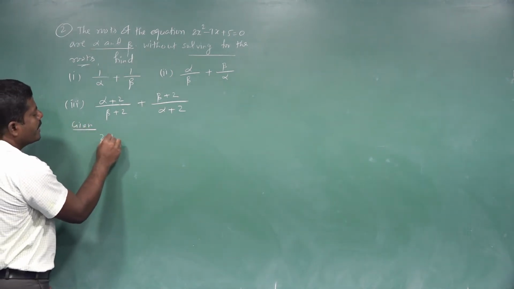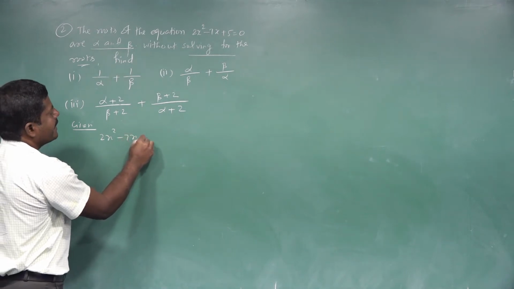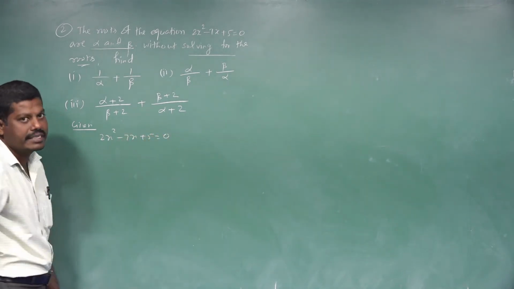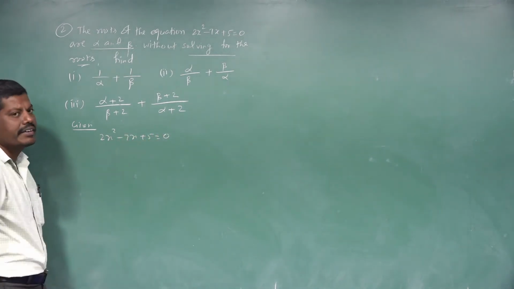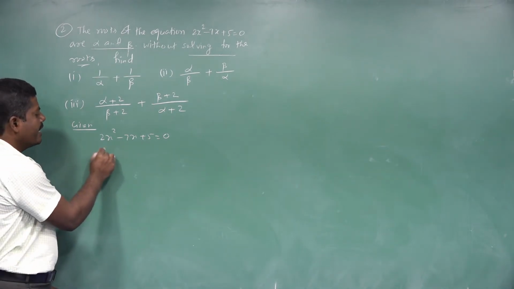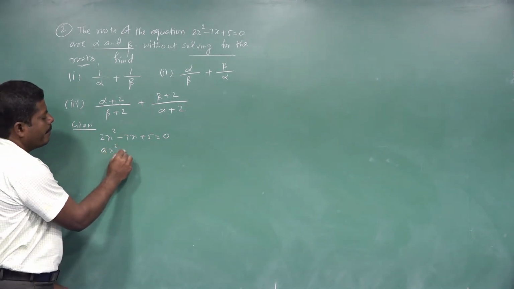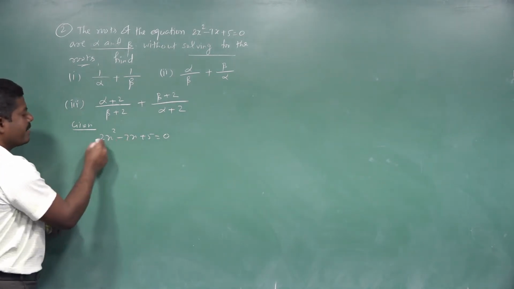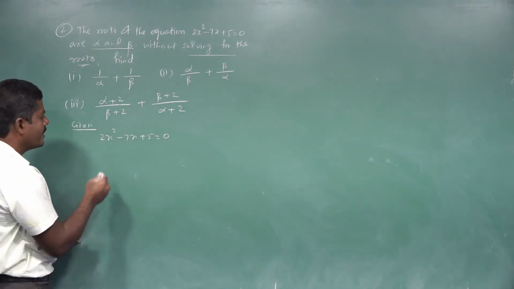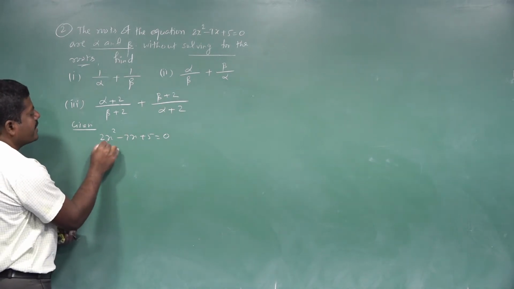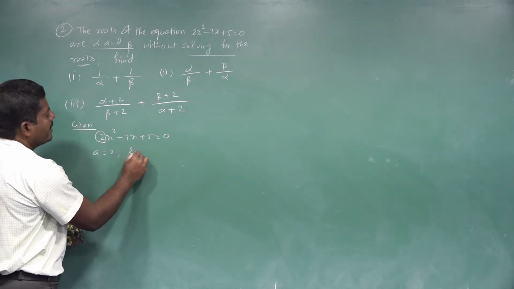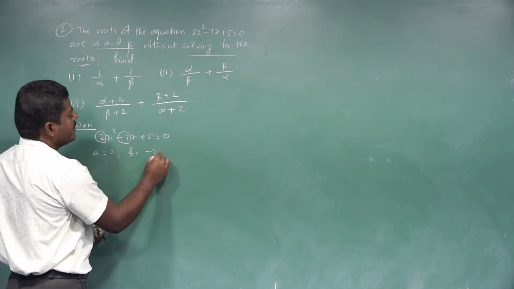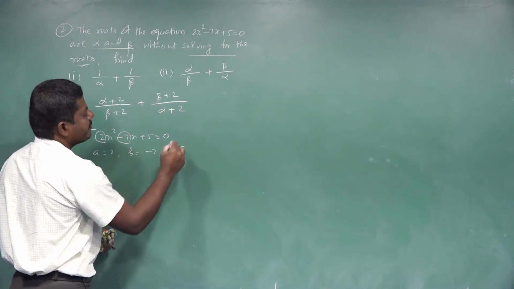2x² − 7x + 5 = 0. Understand? Comparing this quadratic equation with ax² + bx + c. Don't write this. Coefficient of x² is 2. Already you know that. You take a, the coefficient of x², as 2. b is the coefficient of x, minus 7. c is the constant term, 5.